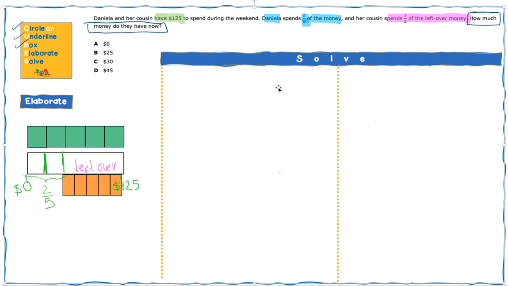Okay guys, so I made 5 sections in this leftover money, and that will be the money that spent who? The cousin, yes. So I'm gonna put that in pink, and then from here just 3/5 of this money. 1, 2, and 3. So this is 3/5 that the cousin spent.